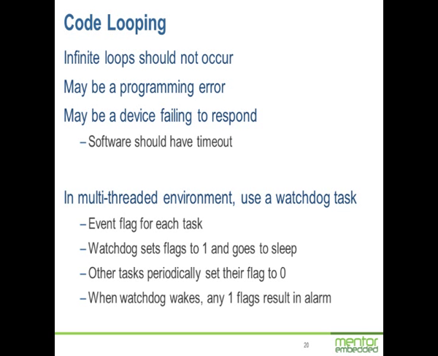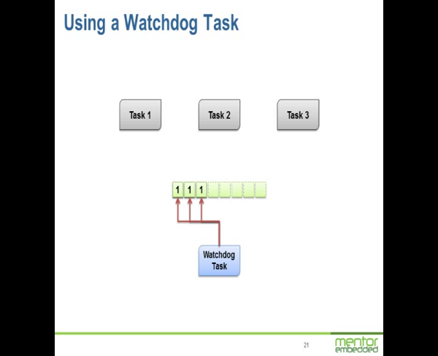In a multi-threading environment, and this actually would encompass multi-core as well, but if you simply have a multitasking environment, it's good enough. You can have a watchdog task. And a simple way of doing that is to have an event flag appertaining to each task, and the watchdog sets the flags to 1 and then goes to sleep. And then periodically, the other tasks will set their flags to 0, somewhere in their main loop of operation. And then when the watchdog wakes up, which it will do from time to time, it checks that the flags are set to 0. And if any of them are still set to 1, it concludes that one of the other tasks has got stuck in a loop or something.